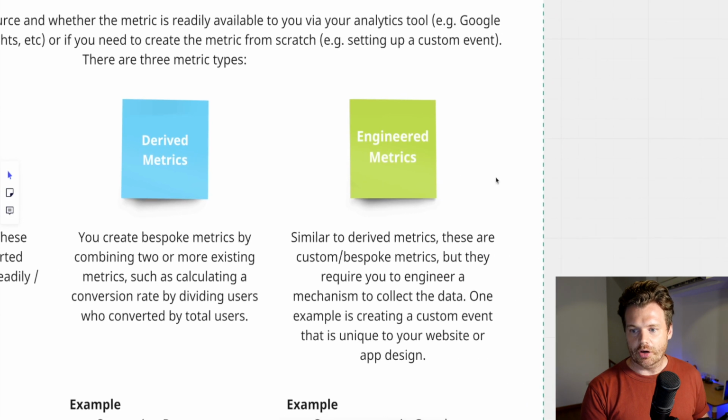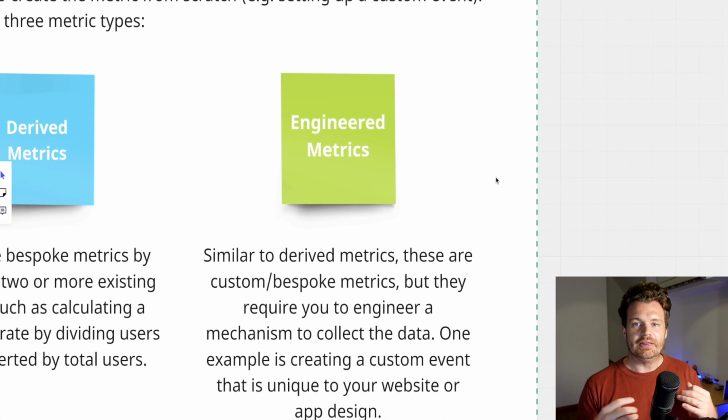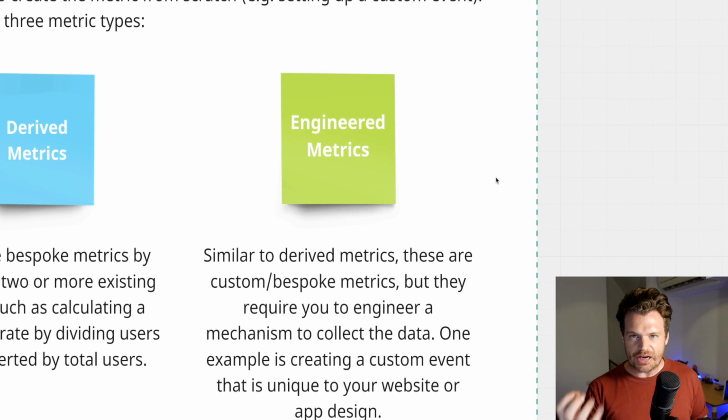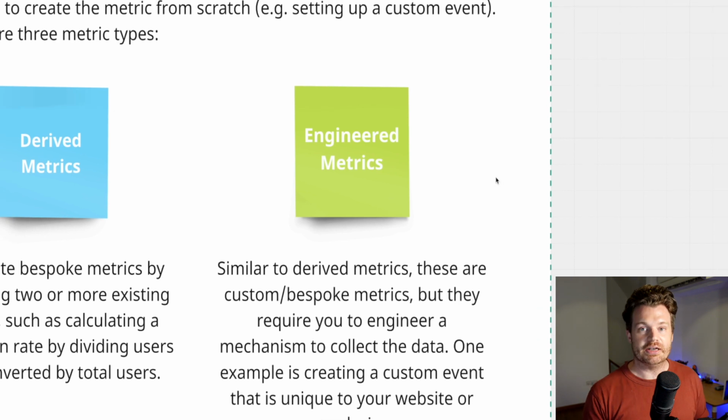Engineered metrics are something special. These are metrics that you need to create from scratch. You need to engineer them. It's sometimes also referred to as instrumenting or instrumentation. That's where you're identifying some kind of action or behavior that you need to capture, and then you need to go and create that mechanism to measure it. Google Analytics, for example, has different ways for you to create new metrics that you can track within the tool.